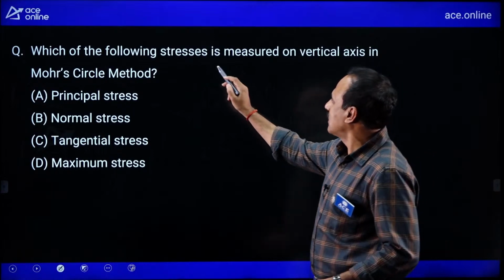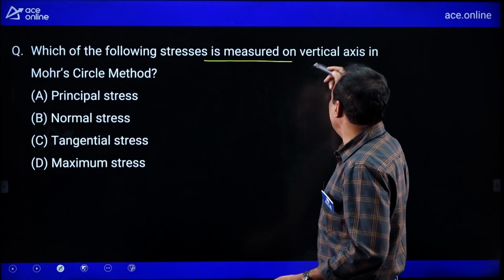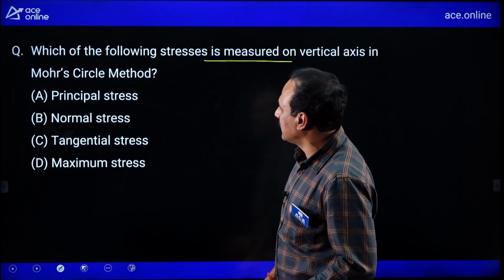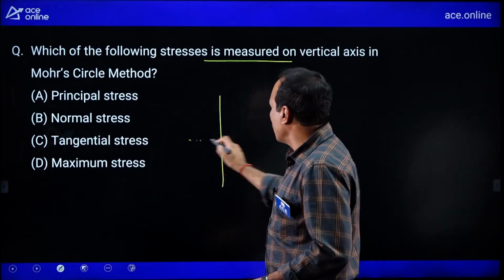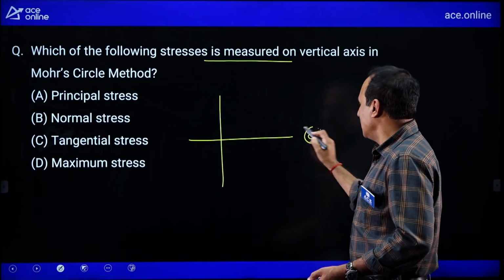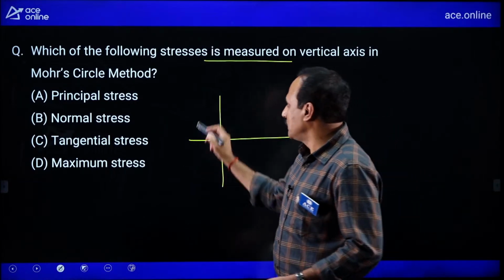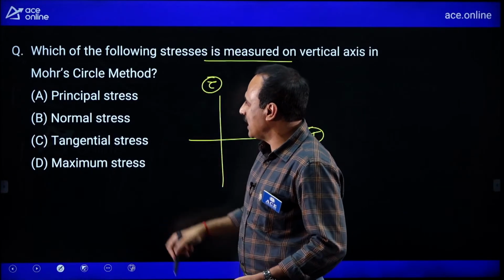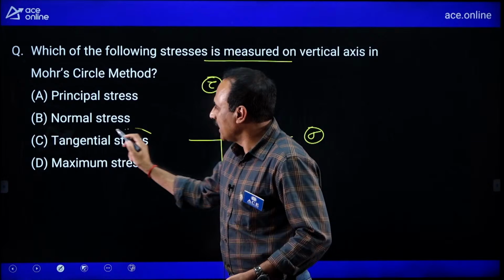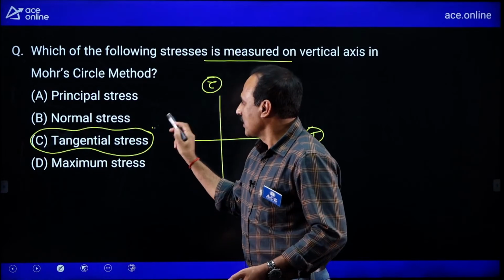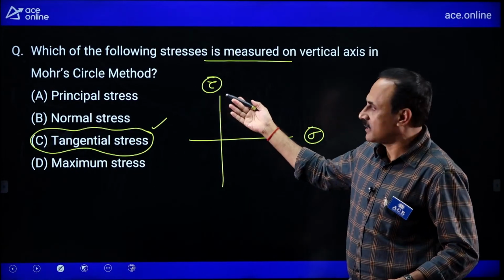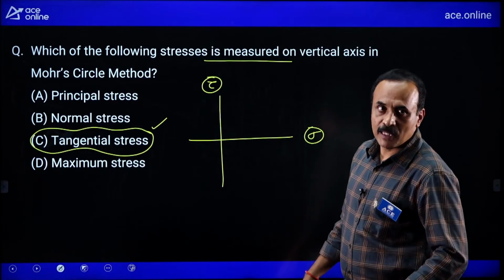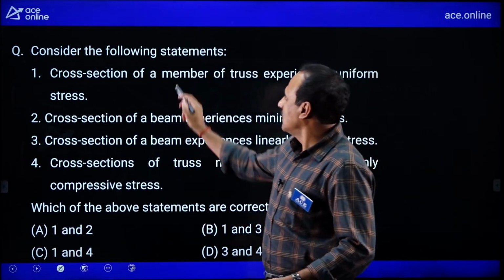Which of the following stresses is measured in vertical axis of the Mohr circle? Mohr circle లో నార్మల్ స్ట్రెసెస్ హారిజాంటల్ x యాక్సిస్ పైన చూపిస్తాము, షియర్ స్ట్రెసెస్ y యాక్సిస్ పైన చూపిస్తాము. షియర్ నథింగ్ బట్ టాంజెన్షియల్ స్ట్రెసెస్. సో టాంజెన్షియల్ స్ట్రెసెస్ ఆర్ షియర్ స్ట్రెసెస్ ఆన్ y యాక్సిస్. సో ఆన్సర్ ఈజ్ ఆప్షన్ సి. కన్సిడర్ ది ఫాలోయింగ్ స్టేట్మెంట్స్.